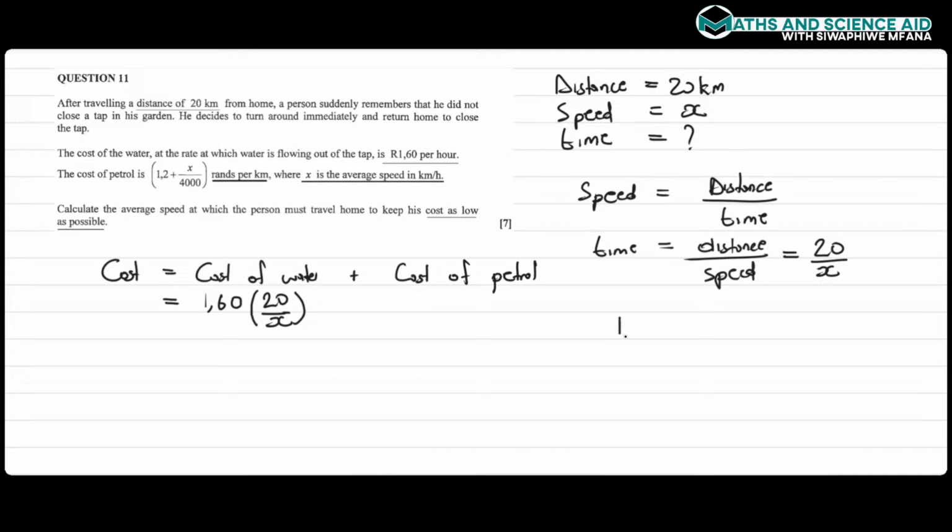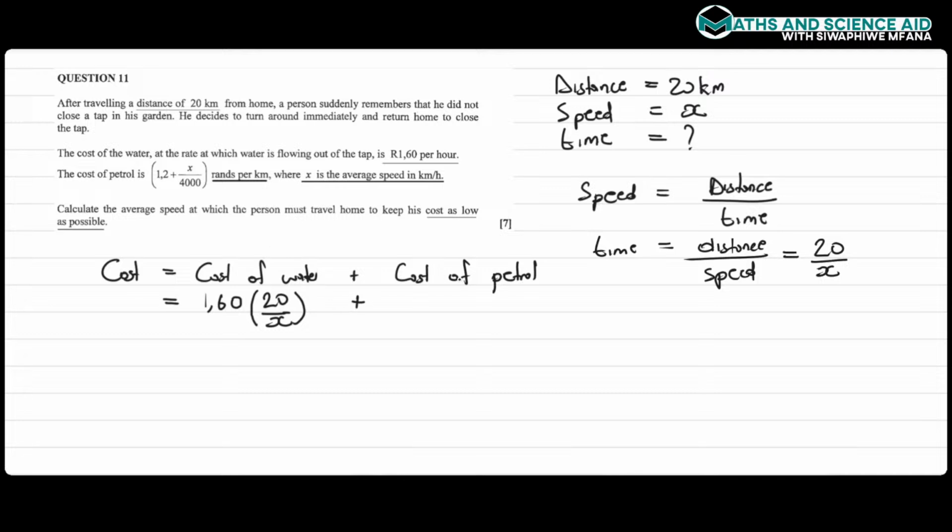So it's similar to what we're doing. The cost is 1 rand 60 per hour. So per hour is the same as dividing by the hour. So once we multiply by our time in hours, then the hour cancels out and we'll get what the actual cost is. That is what we have just done here. So we are done with his cost for the water.